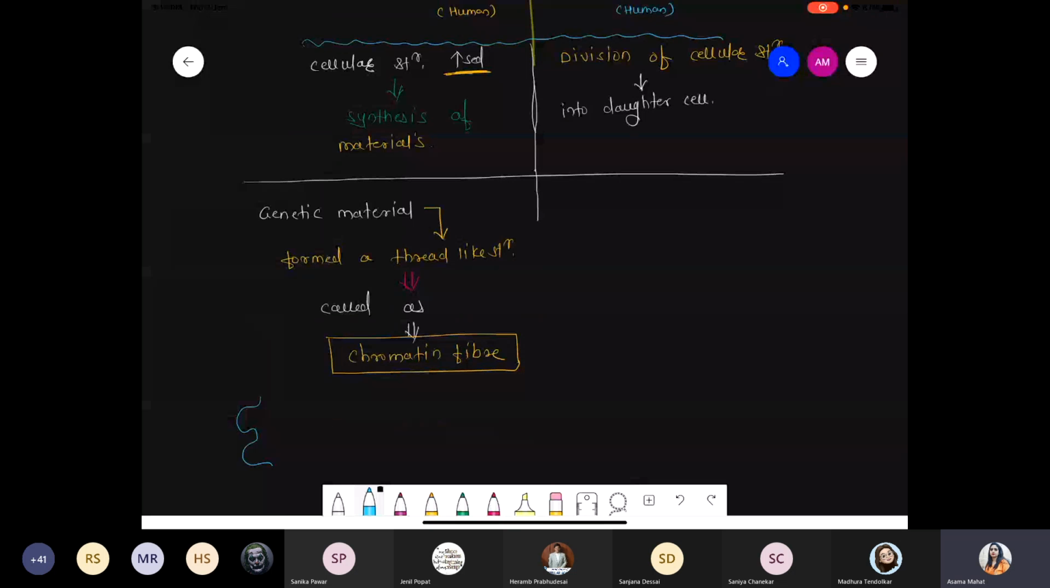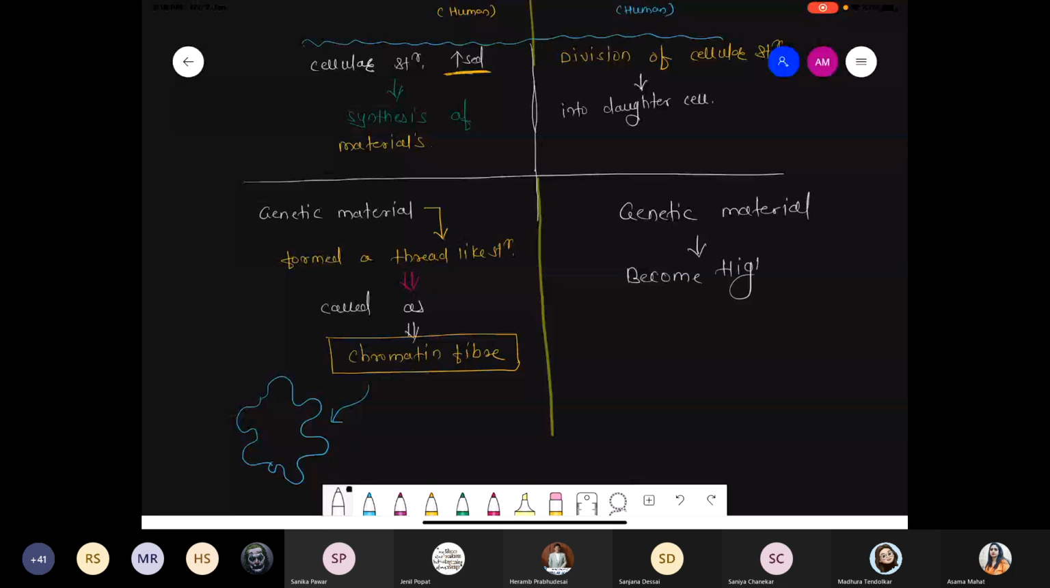Now how will the structure look? Chromatin, genetic material, hereditary material, like this. So in which form do they exist? They exist in a chromatin fiber form, like this. But now what happens? Once the cell is committed to the M phase, whatever genetic material is present, all this genetic material is converted into chromosomes. The genetic material becomes highly condensed and finally converts into a chromosome structure.